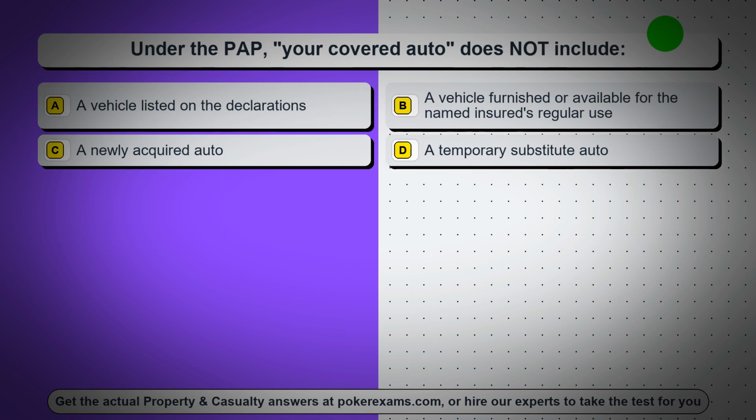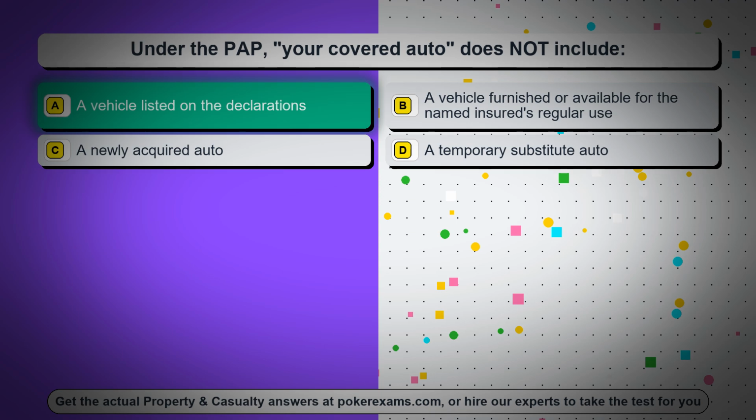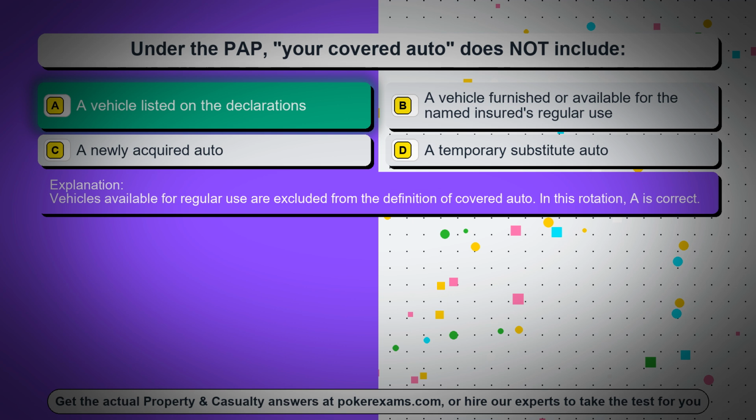Question 92. Under the PAP, your covered auto does not include: Option A, a vehicle listed on the declarations. Option B, a vehicle furnished or available for the named insured's regular use. Option C, a newly acquired auto. Option D, a temporary substitute auto. The correct answer is option A, a vehicle listed on the declarations. Vehicles available for regular use are excluded from the definition of covered auto. In this rotation, A is correct.